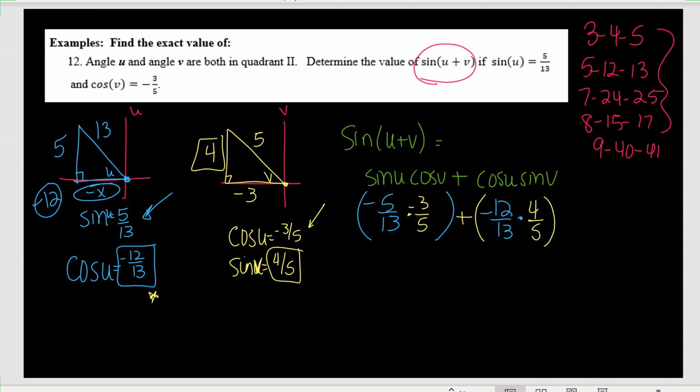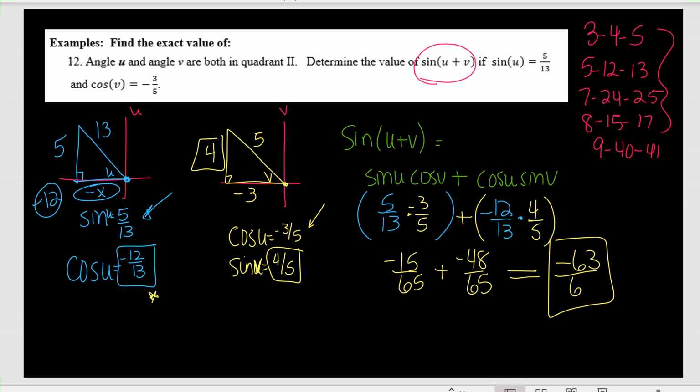Now you guys, don't simplify anything until you get to the very end of these, because we want a common denominator because we're adding or subtracting the terms. So the first two multiply to give us 15 over 65, and, oh, that should be a positive 5. Whoopsies. Goof up there. Sine of U was not negative 5 over 13, it was positive 5 over 13. There we go. So that should be a negative 15 over 65 plus a negative 48 over 65. And when we add them together, we get the value to be negative 63 over 65. That is sine of U plus V for that particular example.